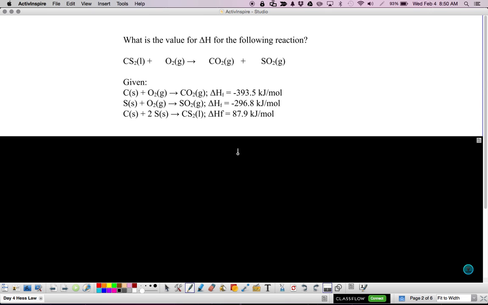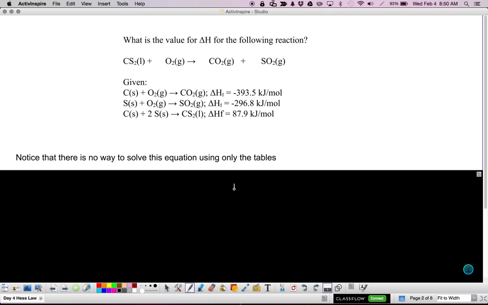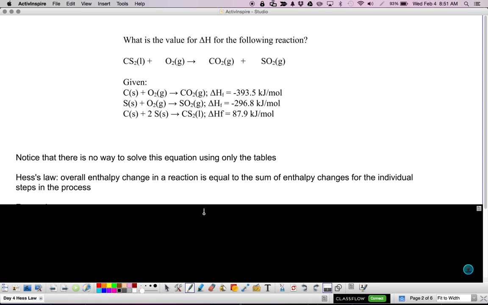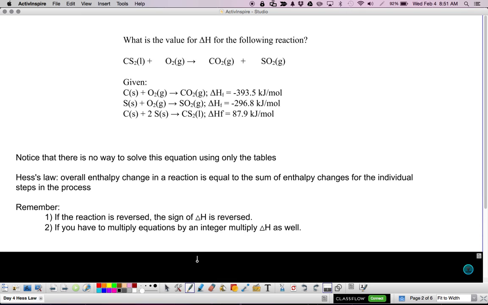Now, what about if I give you all this information? Okay, well, that's great, but what does this have to do with anything, you might ask? Well, today we're going to be talking about something called Hess's Law, which is the overall enthalpy change in a reaction is equal to the sum of enthalpy changes for the individual steps in the process. Okay? So the sum of enthalpy changes for the individual steps in the process. What does that mean? Well, it'll make sense in a minute.